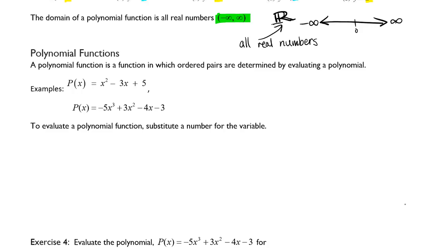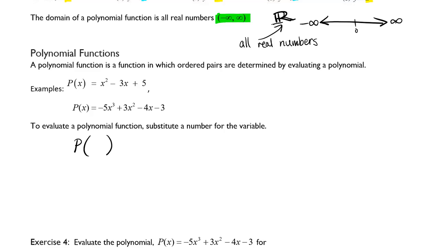If I were given p of x equals x squared minus 3x plus 5, or p of x equals negative 5x to the third plus 3x squared minus 4x minus 3, we would know that these are not linear. They have a curve, they're not a straight line. To evaluate a polynomial function, we just substitute a number for the variable. And we've talked about this before, but in place of x, we put some other number.